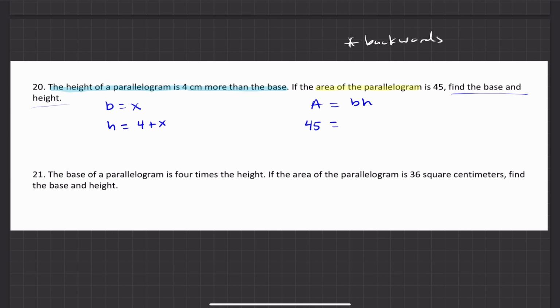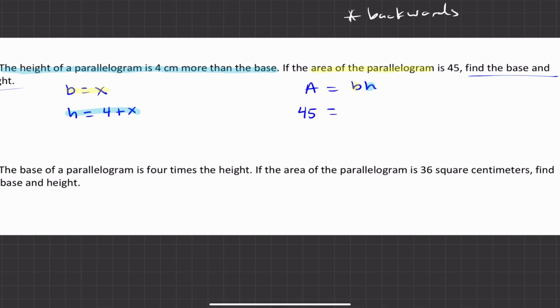So the base I can replace with x, and the height I can replace with 4 plus x. Make sure you're using parentheses, okay? Actually, I don't really need to put parentheses for the base here. So x times the quantity 4 plus x.